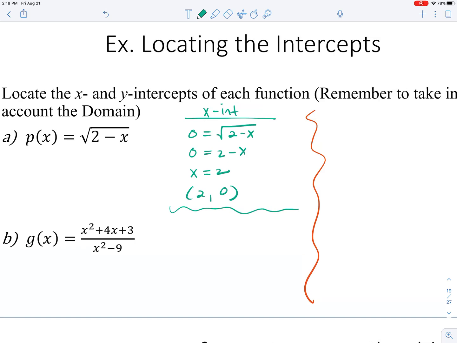And then g of x is a rational function. So for finding the x-intercept, we would be setting g of x equals 0. So notice when we do that, really, we just care about where the numerator would be equal to 0, because you could think about multiplying both sides of the equation by x squared minus 9. But remember, if the numerator is equal to 0, as long as the denominator is not equal to 0 as well, that would simplify to be 0.